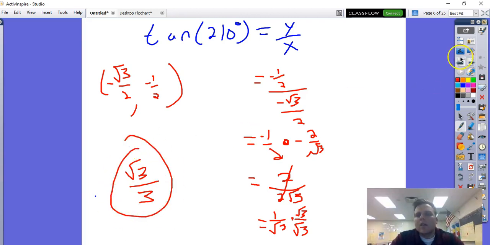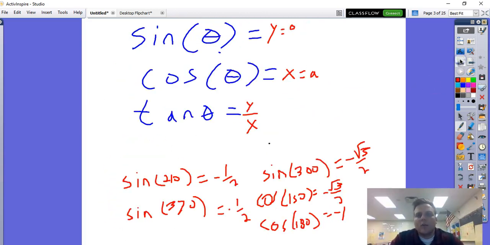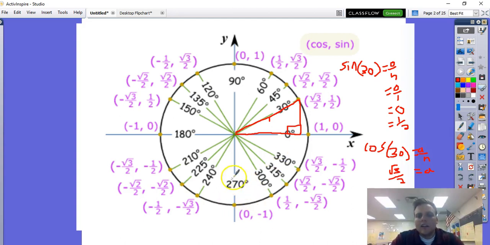Alright, a couple other things I want to point out before I wrap this short video up for you. What if you did tangent of 270? Well, tangent of 270 would be negative 1, because that's the y value, divided by 0. Can you divide by 0? No. So tangent of 270 would be undefined. But what about tangent of 180? Well, tangent of 180 would be 0 divided by negative 1, which is just 0. So tangent of 180 is 0. So be aware that tangent can also have an undefined answer and a 0 answer.